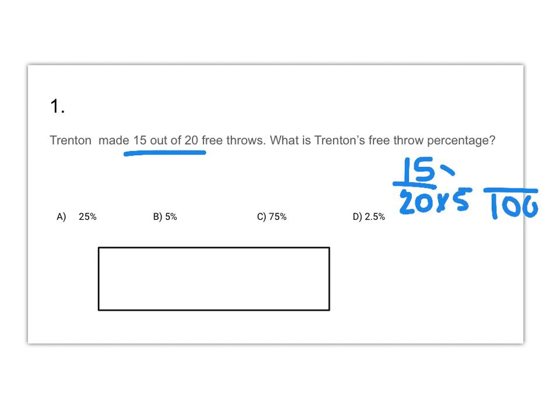What I do to the denominator, I must do to the numerator. 15 times 5 is 75. Anytime I have a number over 100, I can automatically rewrite that as a percent. Remember, percent is per 100. My answer is C.